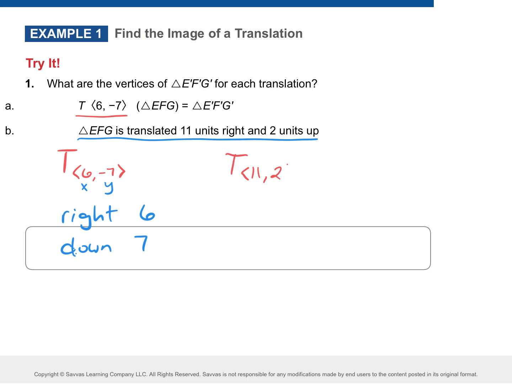Positive 2. Good. Just for practice, I want to practice writing it in the other form. Okay, meaning this form. Here's my original xy. We're translating. What do I write for the x value? Yep, x plus 11 and y plus 2. Good. Awesome.